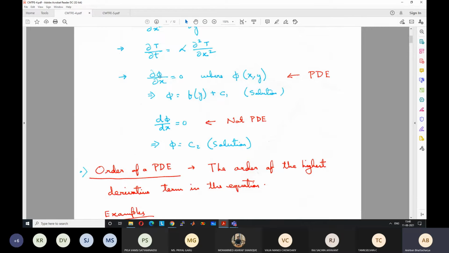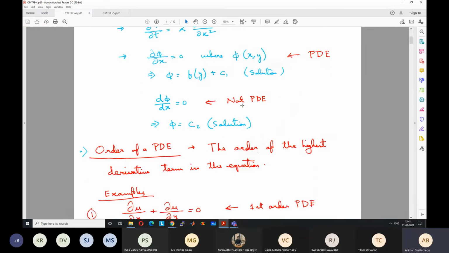Why am I showing this? Because I want to show a distinction between another equation which is not a PDE, an ordinary differential equation, but looks of similar form. In this case, if we integrate, φ will become equal to some function of y plus C1, where C1 is a constant. This has to be obtained by using boundary conditions, additional conditions. So basically, this tells that there is no variation with x, but there can be variation with y.